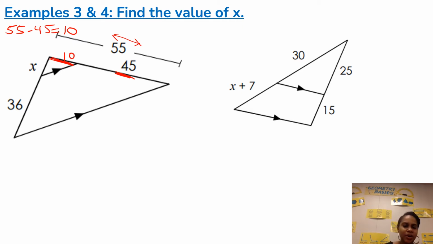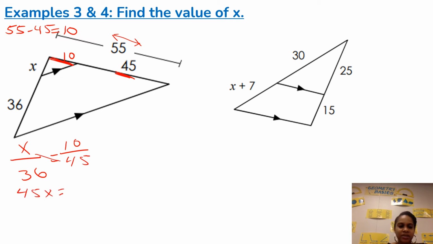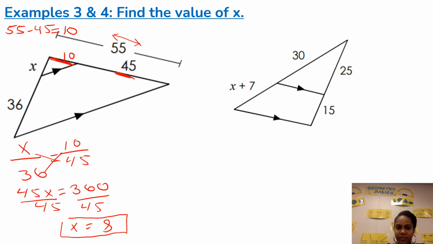So now let's set up our proportions. X over 36 is equal to 10 over 45, and 45 times x, 45x, 36 times 10, 360, dividing through by 45, x is equal to 8. 360 divided by 45 is 8, and let's check it.